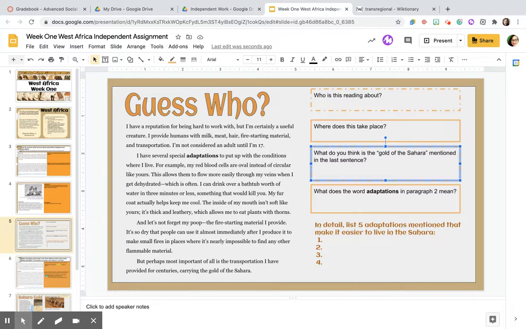What does the word adaptations in paragraph 2 mean? And in detail, list 5 adaptations mentioned that made it easier to live in the Sahara.